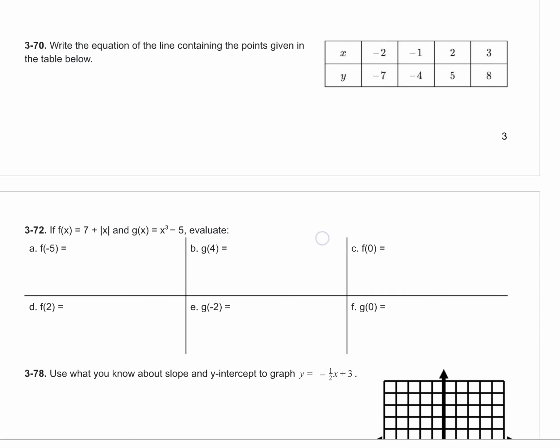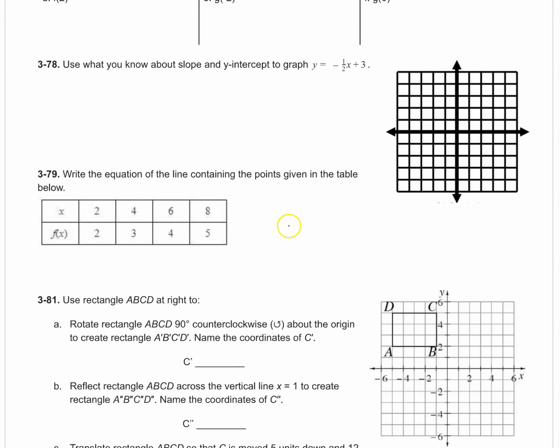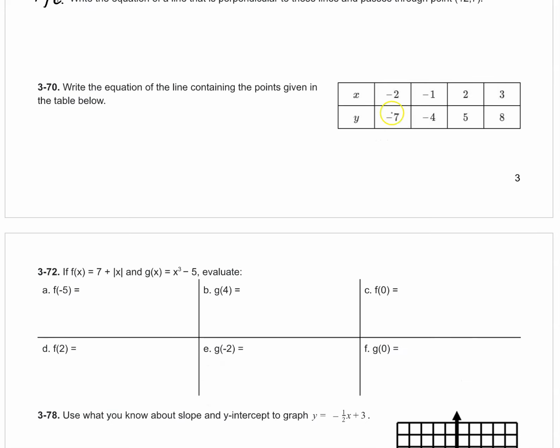3-70, write the equation of the line containing the points given in the table below. So there's 2 of these. I'm going to do one, and then for the other, I'll just say C 3-70. So we need a starting value. We need a slope. Let's pick 2 points, (3, 8) and (2, 5).